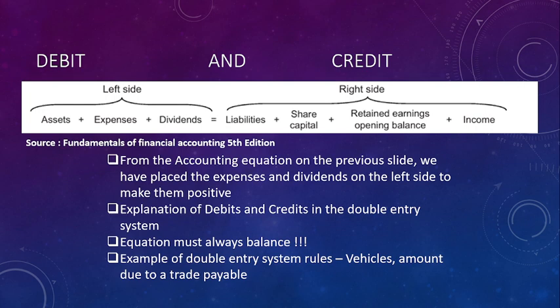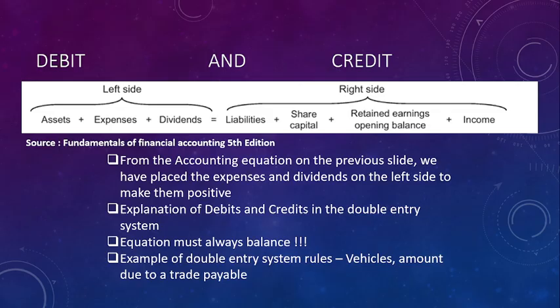Then you've got your expenses. On the left hand side, they are increasing. On the right hand side, they are decreasing. We'll do more general examples so that you guys can see what exactly we mean by this. Then you've got your dividends. On the left hand side, it increases. That means on the right hand side, it's going to decrease.